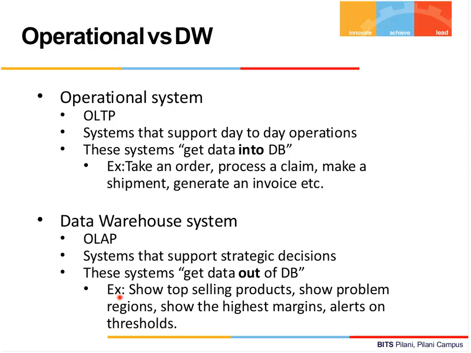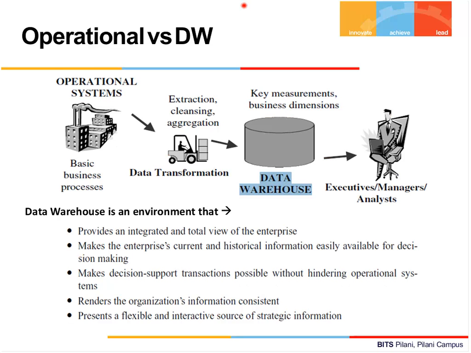Examples are: show top selling products, show problem regions. What are the regions having problems in this area, in this time frame? Show the highest margins in the products that we have. Alerts and thresholds. These are all different examples of analysis you're going to run. As you can see, there are clearly defined differences between OLAP and OLTP. We took some examples already, and this slide will give you a more in-depth analysis, highlighting transactional processing and analytical processing.